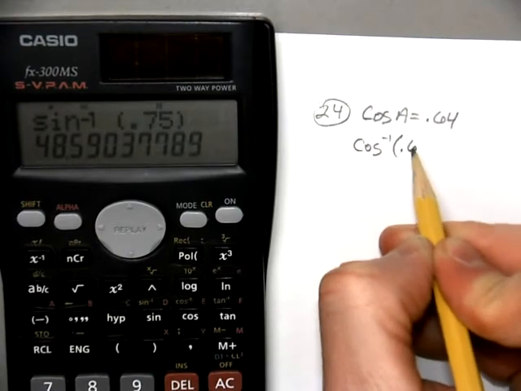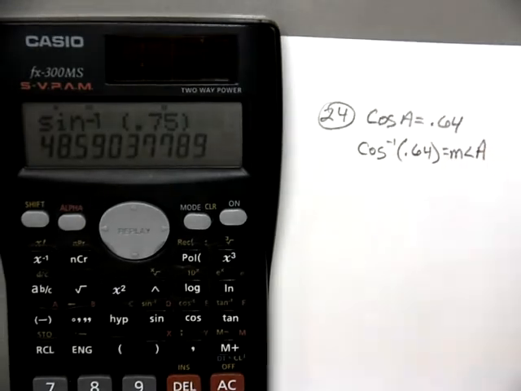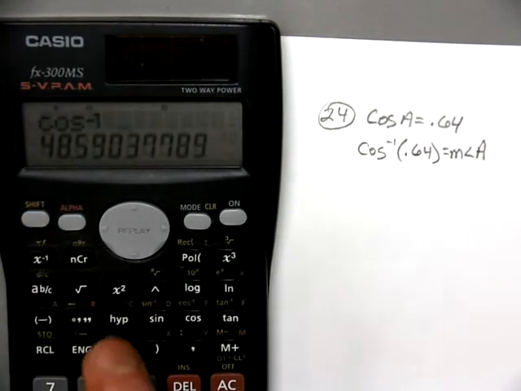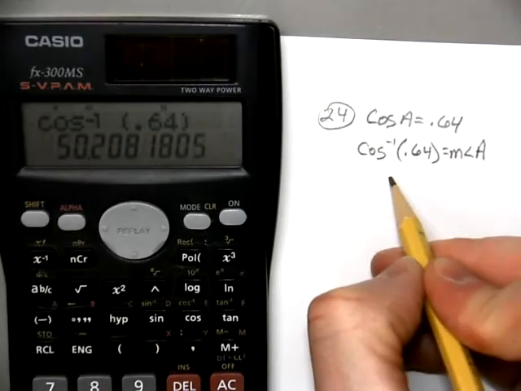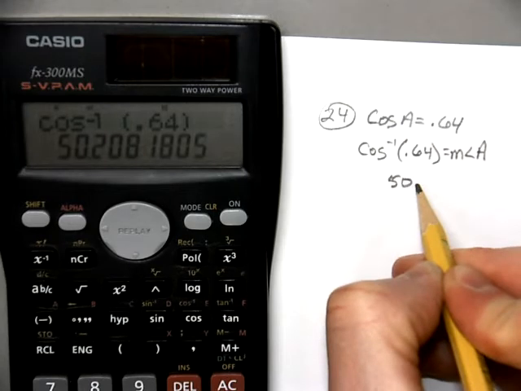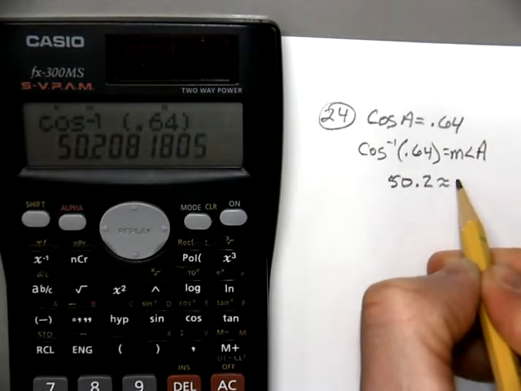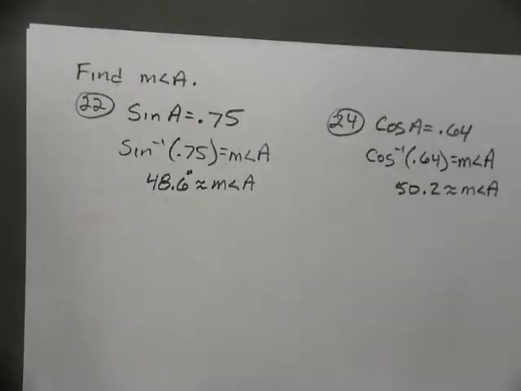Cosine inverse of 0.64 equals the measure of this angle A. So cosine inverse of 0.64 equals 50.2. That's approximately the measure of this angle A.